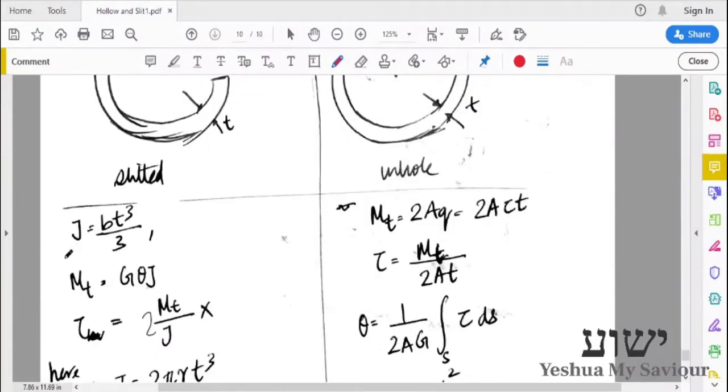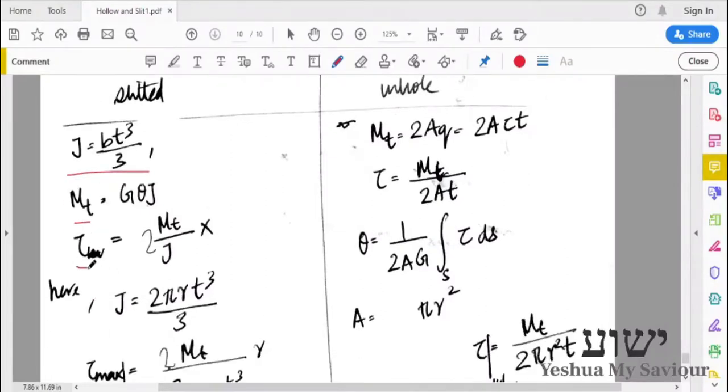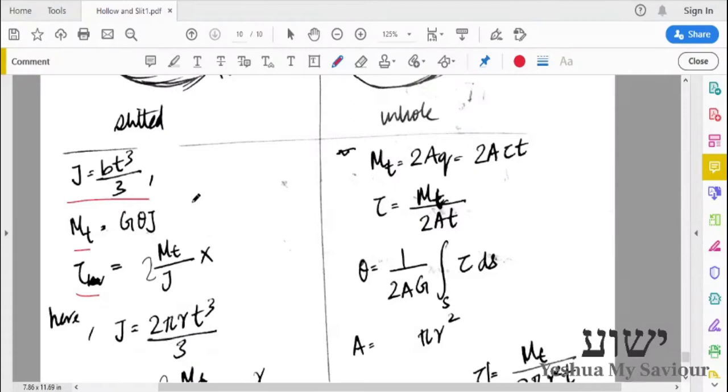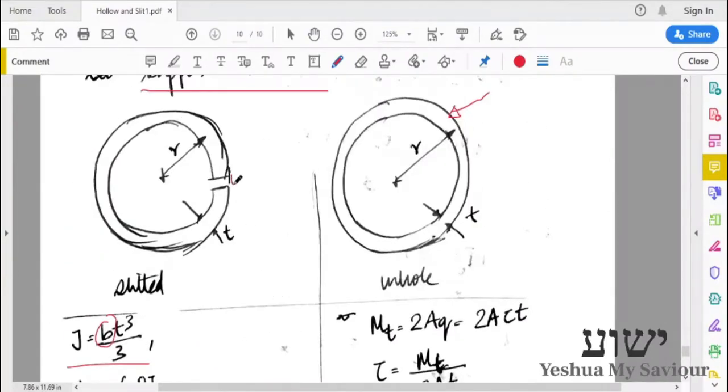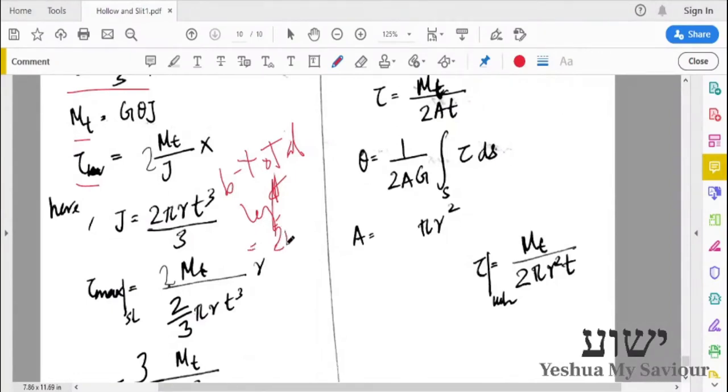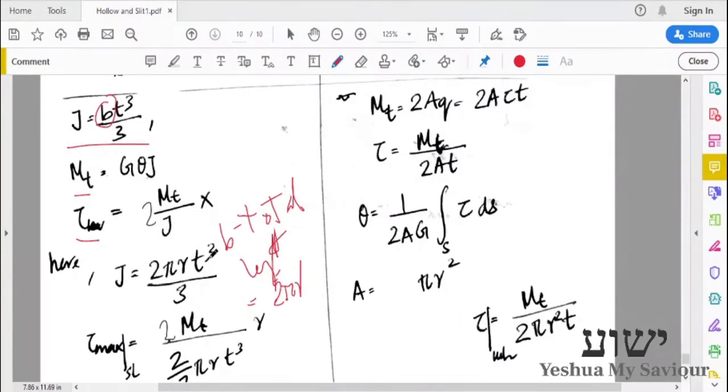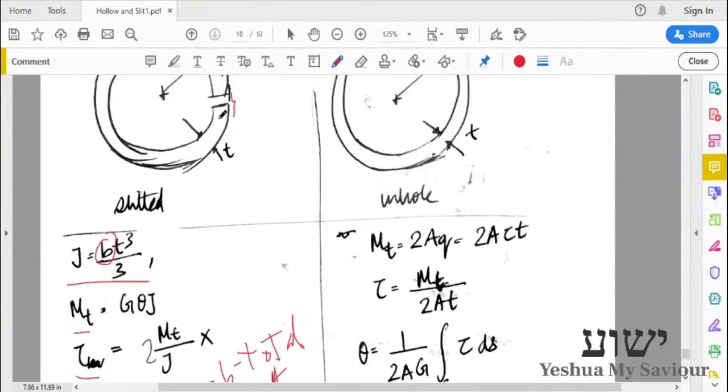Okay, so the equations here are J is equal to b t cubed by 3, and the torque transferred is G theta J, and tau is given by 2 Mt by J into x. I forgot to mention that x is measured from the center line. So obviously one end will be t by 2, the other end will be minus t by 2. In this case, we have b t cubed by 3, where b is the total length. Here, as we have a very small slit, I have exaggerated this, we will have length equal to 2 pi r, that is the perimeter of the circle. The rest is the same, 2 pi r t cubed by 3. So the maximum stress would occur at t by 2.